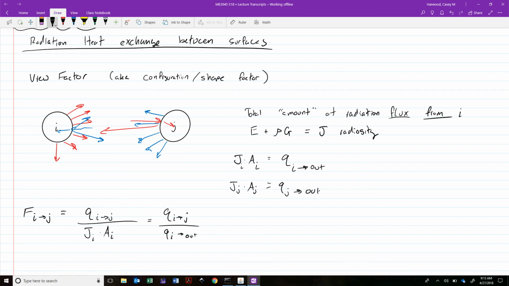And you can also hopefully see how useful this is immediately. If we know F, and the beauty is there's a bunch of tables put together that have values of F pre-compiled for common geometric configurations. If you know F and you know J in the surface area of something, then you can immediately figure out how much of that radiated energy finds its way, that becomes incident on another object. All right.